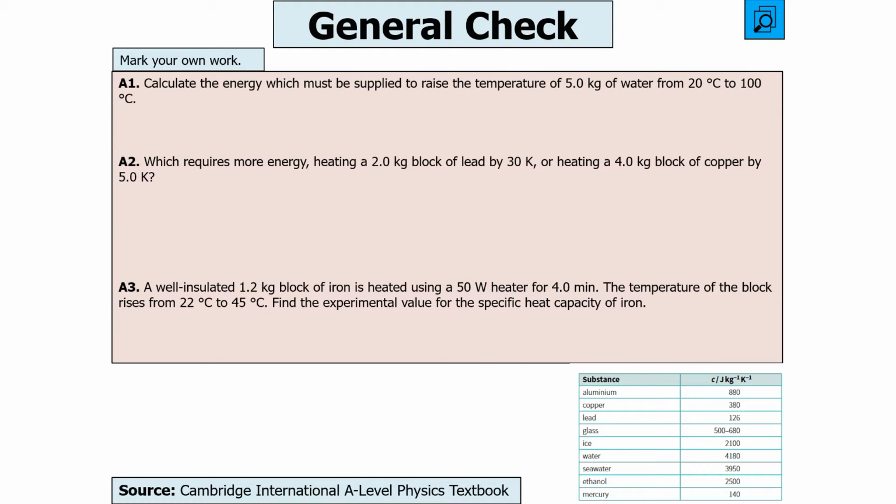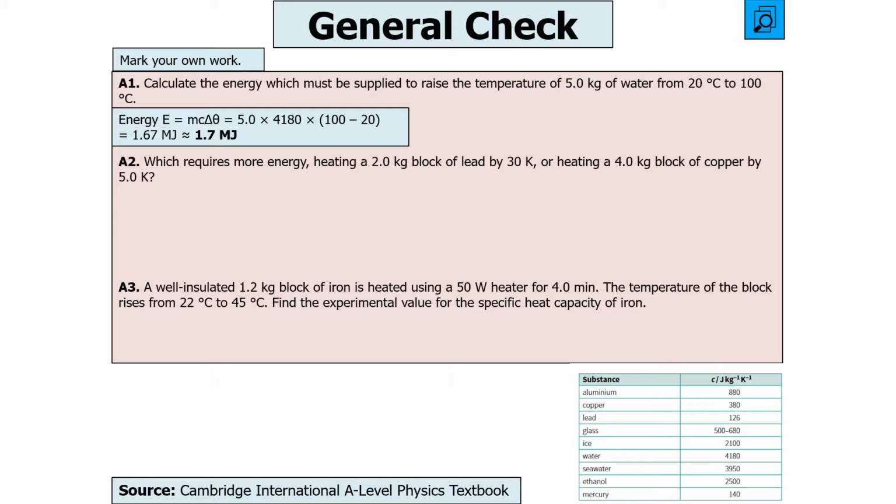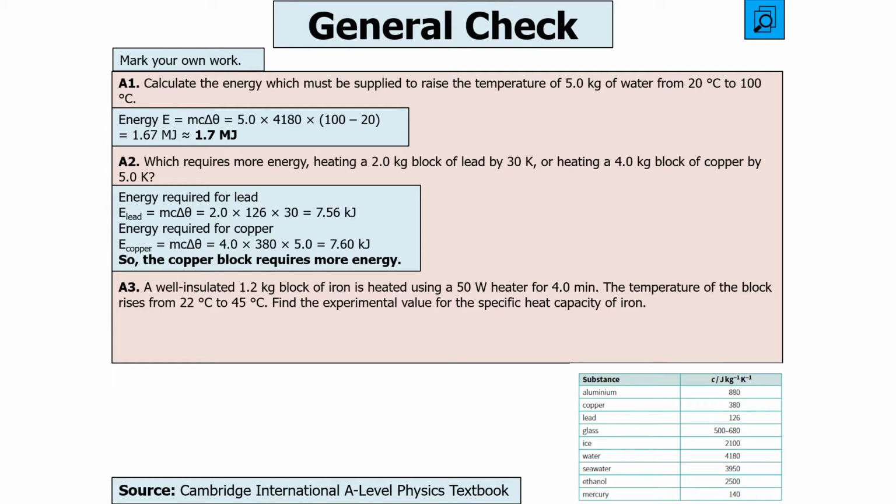Right, we know that to work out the energy supplied when you've got a change in temperature, it's E equals mc, change in temperature. So you can do for each one, and there you get 1.7 megajoules when you pop in all the values. The next one, here again, you work out each one with E equals mc, change in temperature. So for the lead, you'll get 7.56 kilojoules. For the copper, you get 7.60 kilojoules. So the copper block requires more energy.